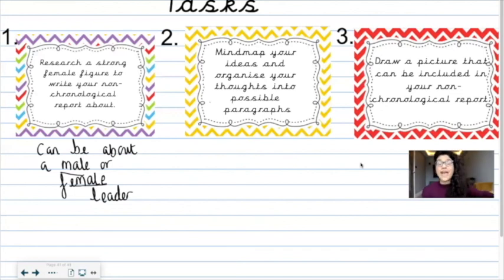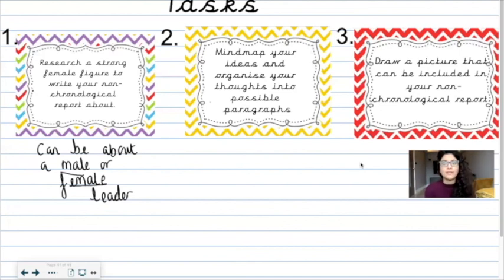Now remember, an hour maximum. So if you find that you've taken a lot of time to research your figure and then mind mapping your ideas, then you don't need to do task 3. But if you want to, it will add to your work. But please don't stress yourselves out.